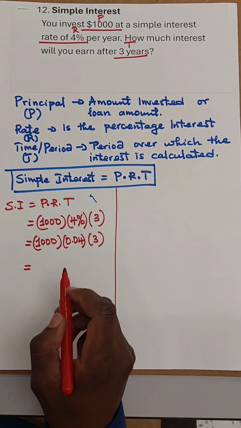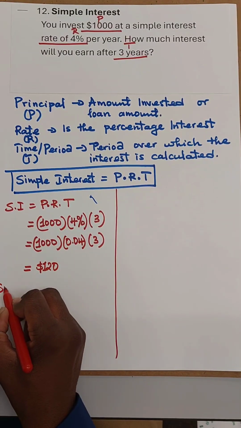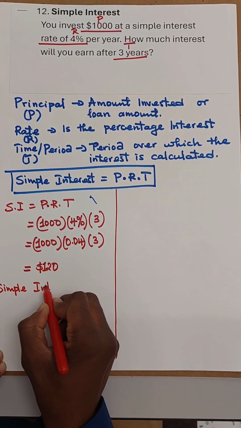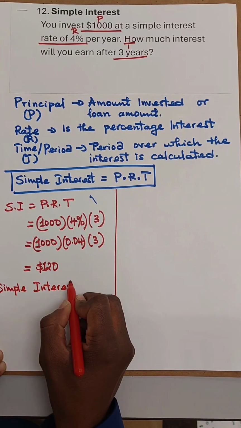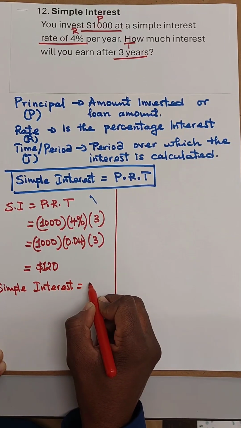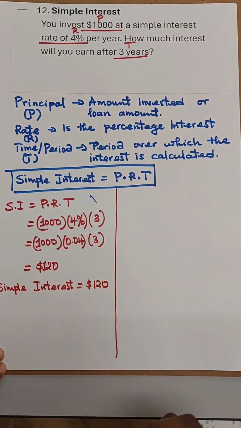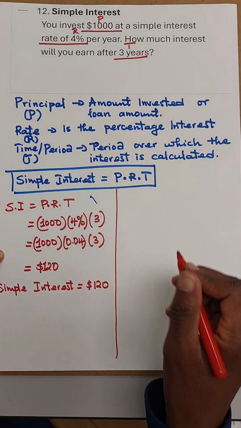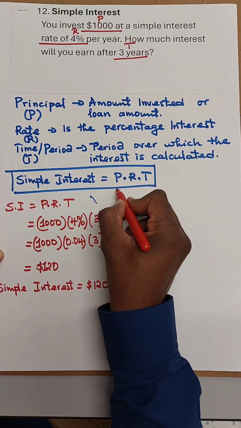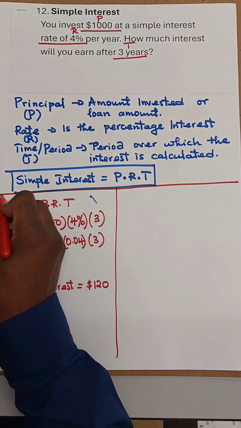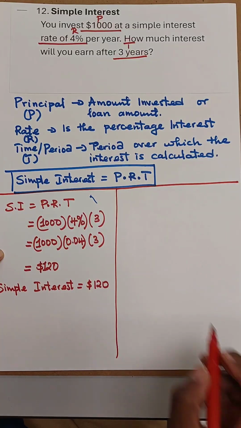And that simple interest, you can use a calculator, equals $120 for 3 years. You could also calculate the interest for 1 year and then multiply by 3 to get the total amount for 3 years.